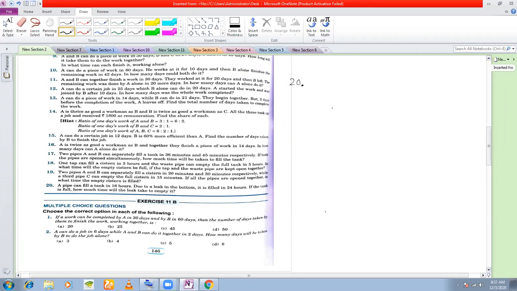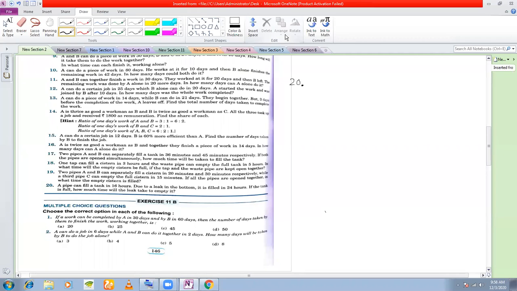It is given at the beginning, a pipe can fill a tank in 16 hours. That means a pipe can fill a tank in 16 hours if there was no leak. Next, due to a leak at the bottom, it is filled in 24 hours. If the pipe were open and you also had a leak at the bottom open, then it would definitely have taken more time than 16 hours, and it is taking 24 hours. That means the work done by the filling pipe and the leak together is given to you. It is 1 by 24.